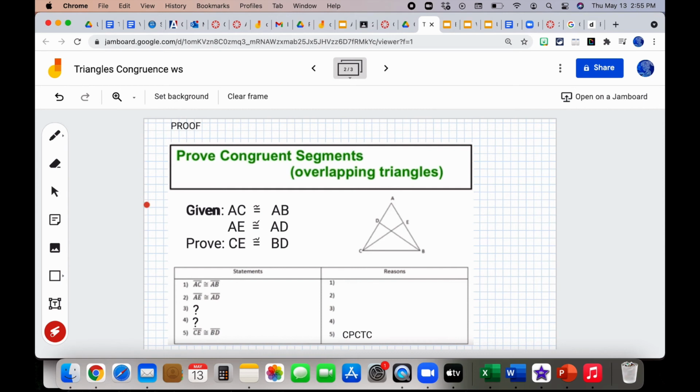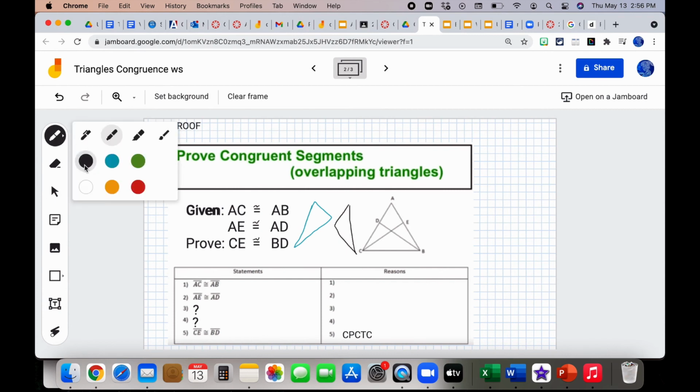Overlapping triangles. Given we have AC congruent to AB. AC is this length, AB is this length. They are congruent to each other. I would mark them. In the overlapping triangle, it might be confusing, so I would recommend you draw this triangle outside. And I would draw the overlapping triangle ACE first. This is ACE, and we will go ahead and draw that. Another triangle ADB, draw that. It's not perfect, but we can see what it is.